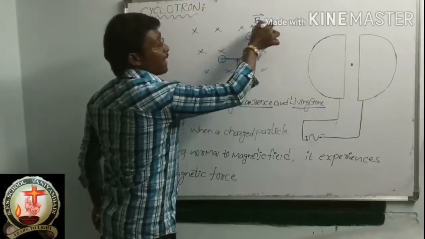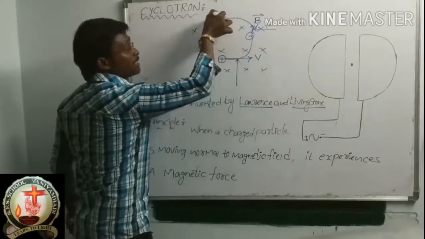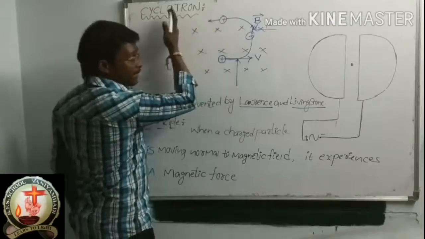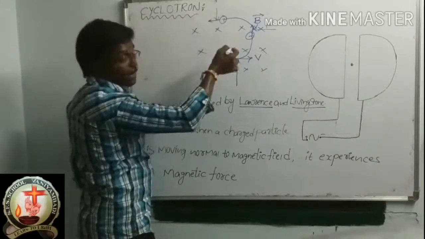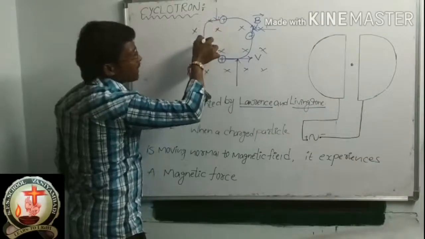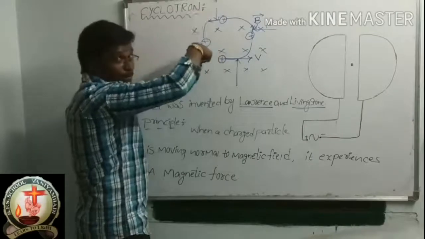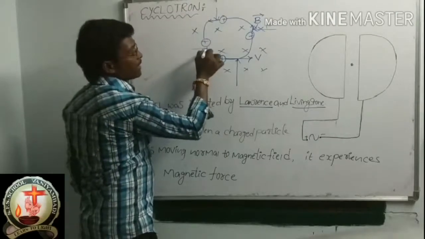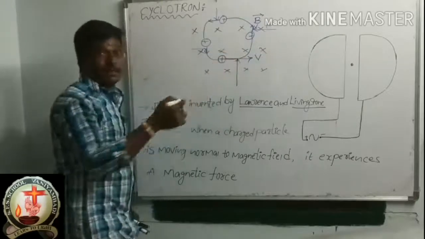Again some force will be acted. Because of that force, again this particle's direction will be changed. So now what is the velocity of this particle? In this direction. So in this condition, again force will be acted on the charged particle, so again the direction of the charged particle will be changed. Now in this condition, what is the velocity of the particle? In this direction. So again force will be acted, and again the direction of the particle will be changed. So it will create a circular motion.